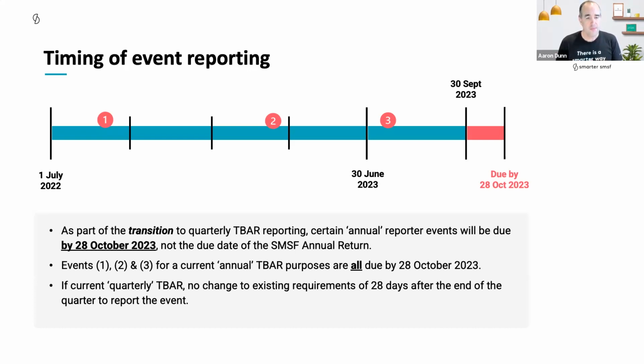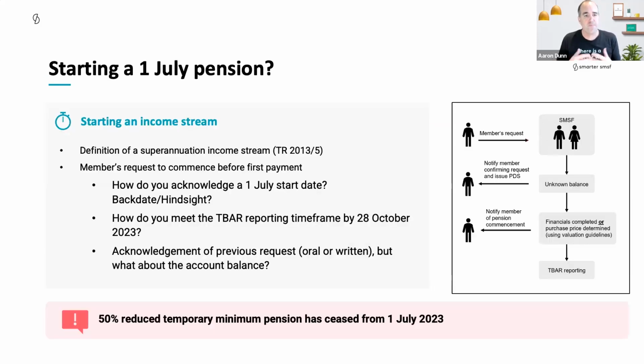So the big challenge, I guess, that comes from this is the fact that we have pensions that start on the 1st of July. And this is one of the most common questions that we get, because it's like, well, what happens if we don't know what the account balance is?